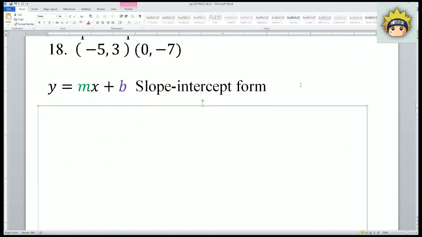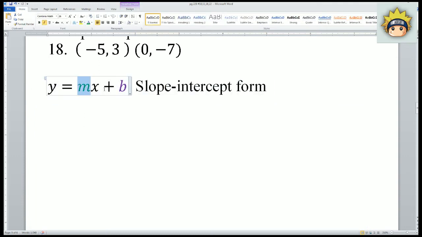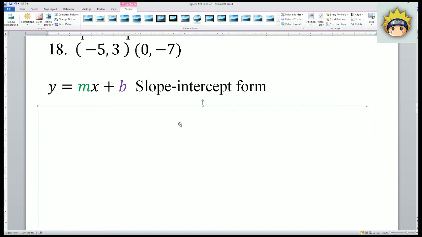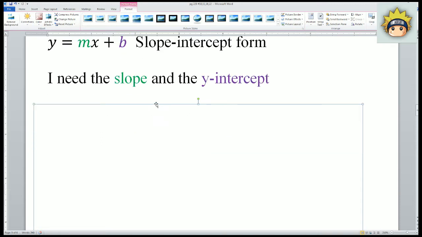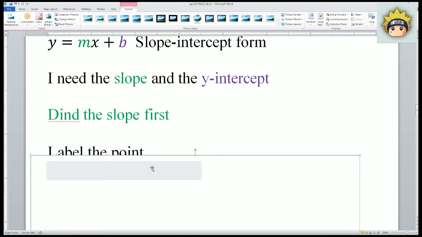Okay? To write it in slope-intercept form, I need two pieces: the slope, which is m, and the y-intercept. So, I need the slope and the y-intercept. Those are the two things that we have to figure out. So let's find the slope first.